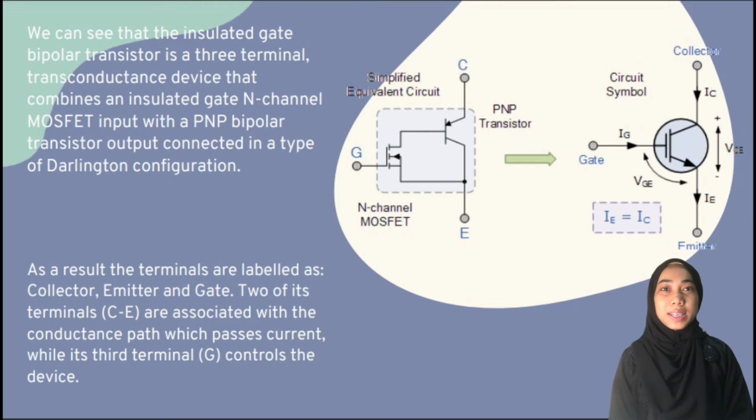We can see that the insulated gate bipolar transistor is a 3-terminal transconductance device that combines an insulated gate N-channel MOSFET input with a PNP bipolar transistor output connected in a type of Darlington configuration. As a result, the terminals are labeled as collector, emitter and gate. Two of its terminals, collector and emitter, are associated with the conductive path which passes current, while its third terminal, the gate, controls the device.